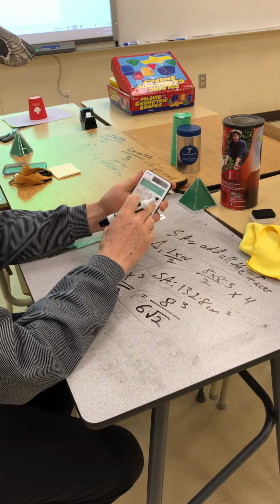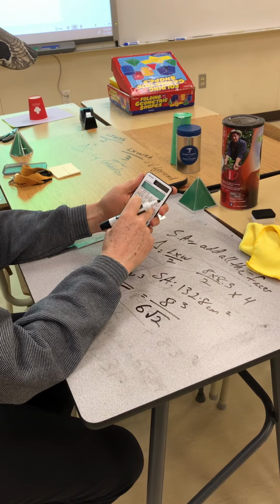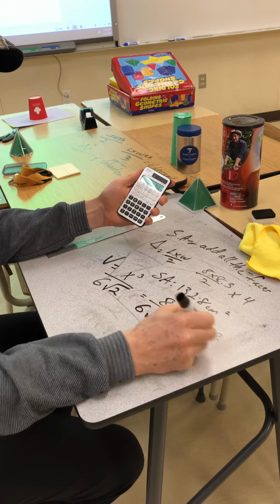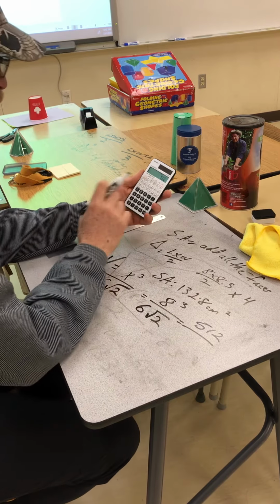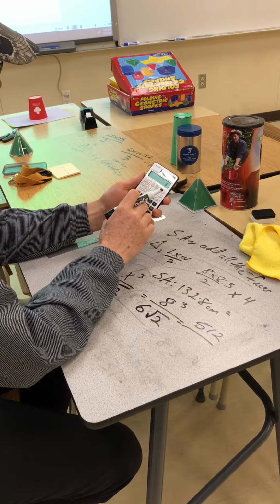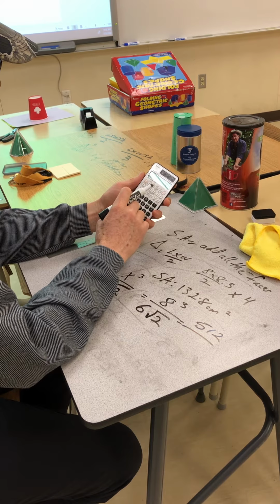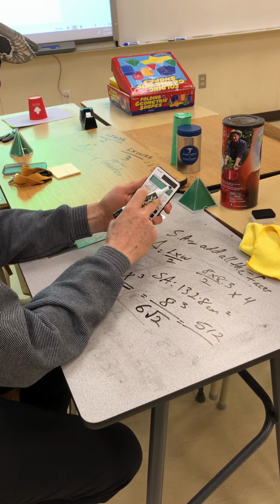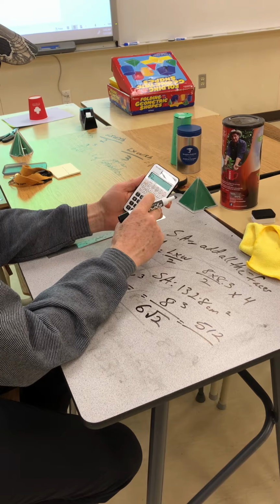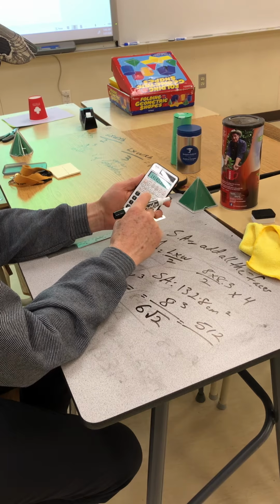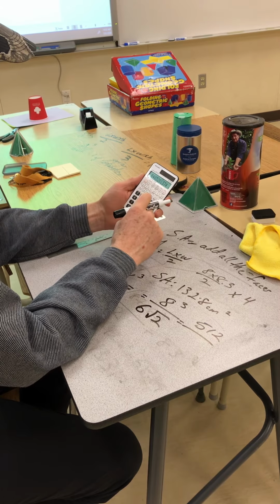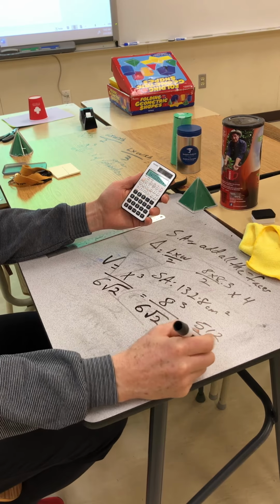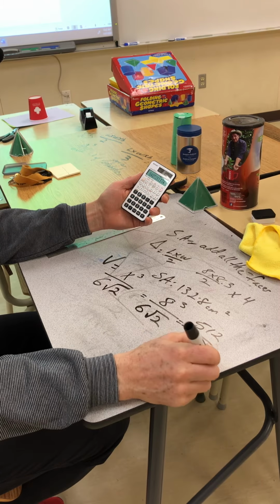8 cubed. 8 cubed gives us 512 divided by 6 times root 2. Okay, so we do root. Where's square root on this thing? There we are, right there, but we have to go second function square root 2 equals times 6 equals 8.48528, keeps on going. Okay.